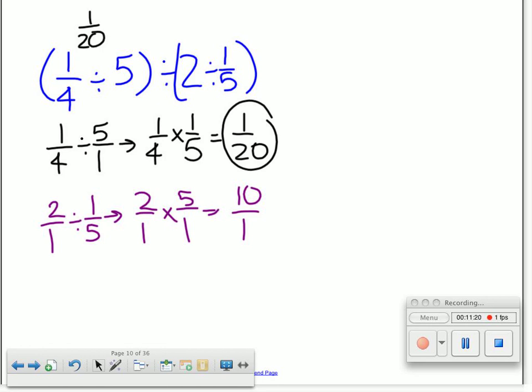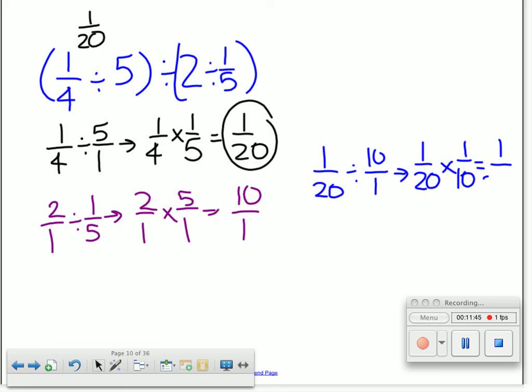Okay, so what I would then do is I would have my first answer divided by my second answer. So I have 1 over 20 divided by 10 over 1. Switch that to my multiplication by multiplying by the reciprocal. I've got 1 over 20 times 1 over 10. I have no common factors, so my answer ends up being 1 over 200. Okay, so that's how we would do those ones.